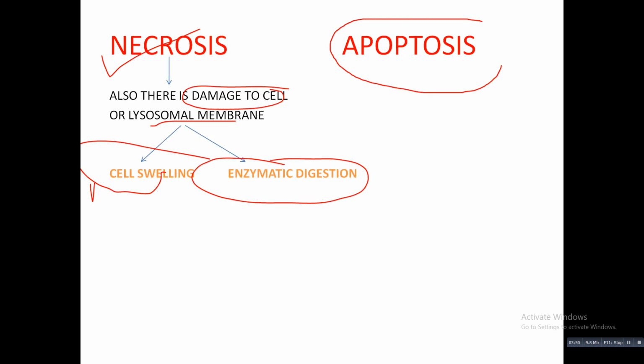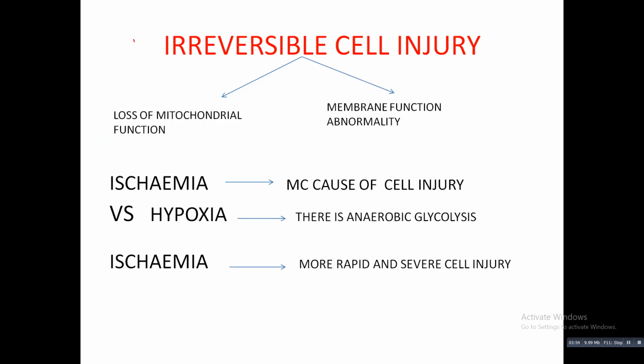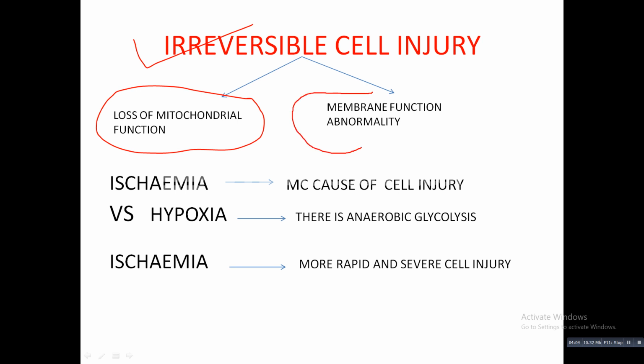Going to the next slide. Irreversible cell injury, as we have already seen, has two main components. Number one, there has to be damage to the mitochondria leading to loss of mitochondrial function. And number two, there has to be membrane function abnormality. I repeat, irreversible cell injury has two major components: loss of mitochondrial function and membrane function abnormality.